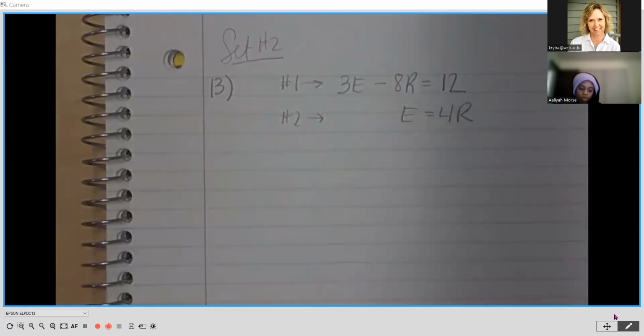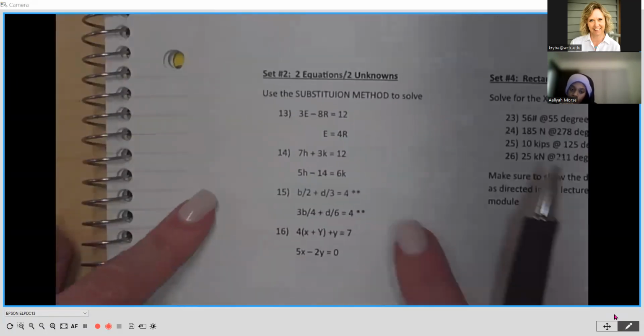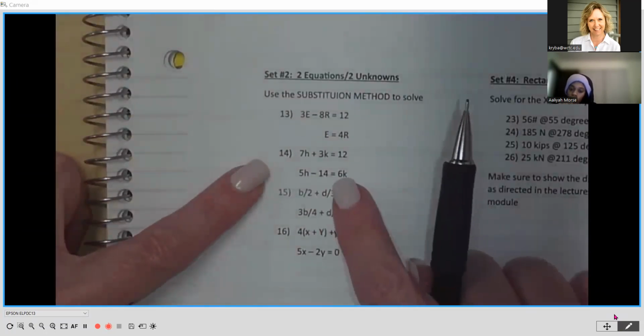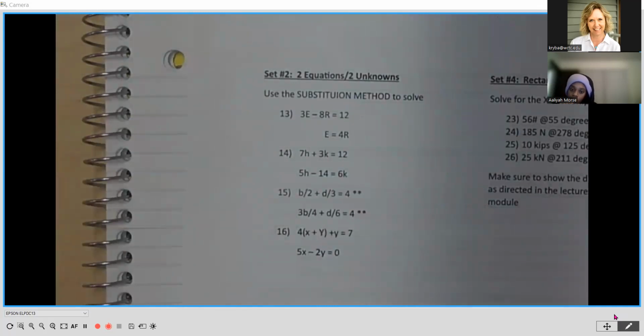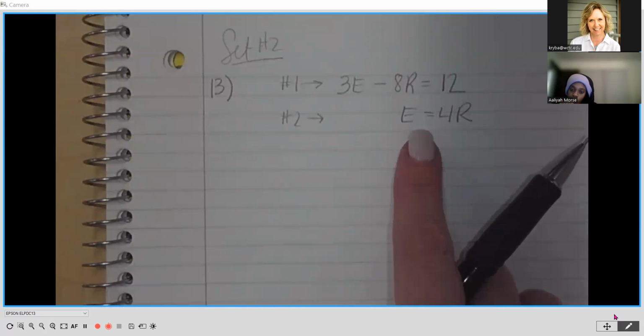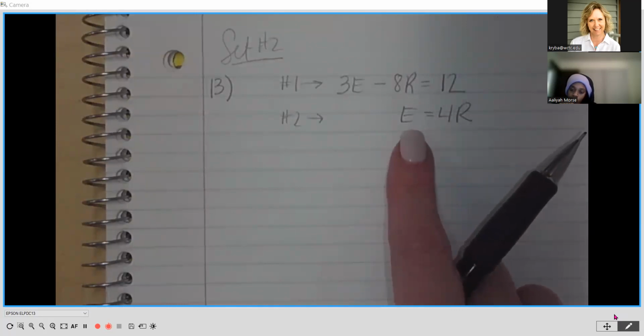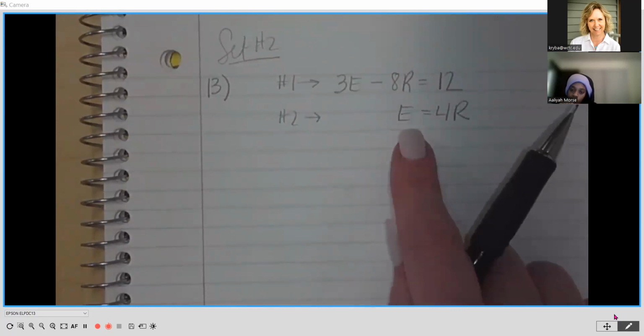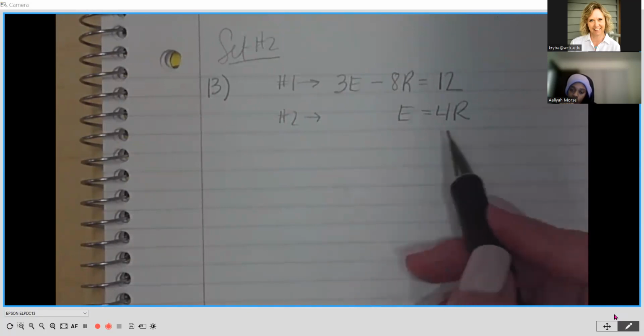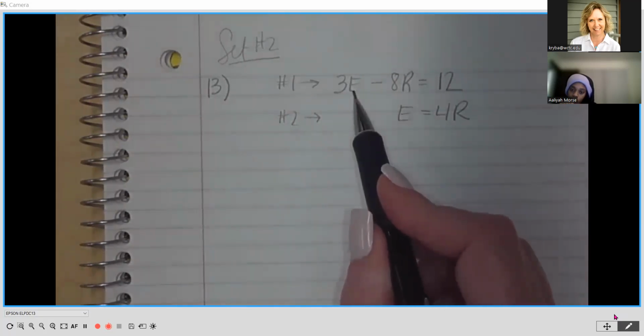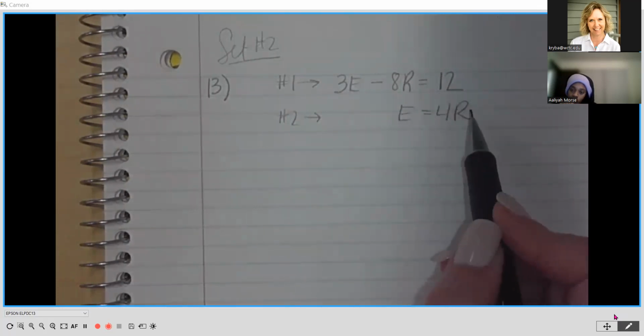If we have two equations and they don't have one of the variables solved for the other, like we see in our next problem here, we have to do that for one of the problems. But in this case, that first step is kind of done for us. So for equation number 2 here, since we know that e is equal to 4r, wherever we see e in the first equation, instead of writing e again, we're going to write 4r instead.